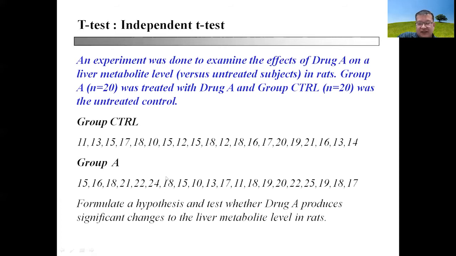Formulate a hypothesis and test whether drug A produces significant changes to liver metabolite level in rats. It becomes important for us to formulate a hypothesis for the independent t-test. So, as usual, the null hypothesis will be that group control and group A are not different from each other. And the alternative hypothesis will be that the means for group control and group A are different.